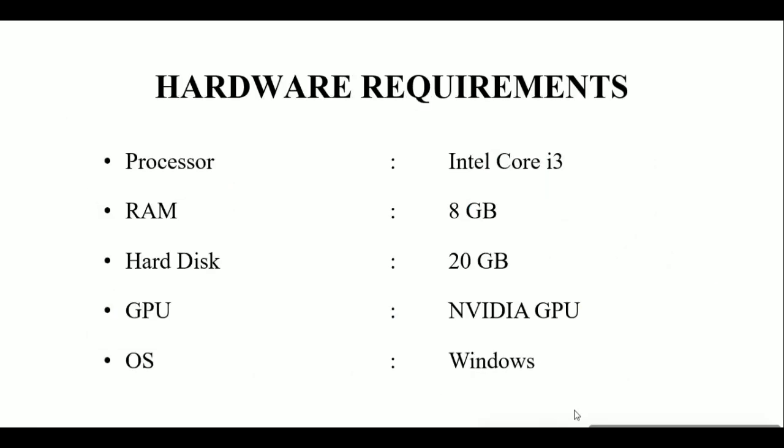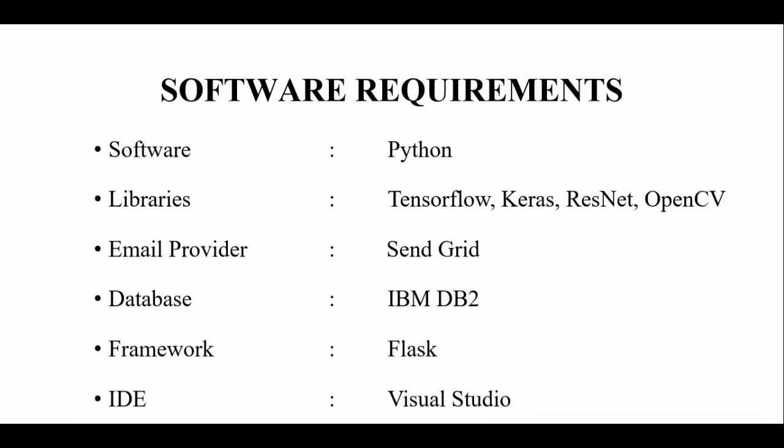Here is the hardware requirement for the project, which requires an Intel Core i3 processor, 8 GB RAM, and a hard disk of about 20 GB, and it is also suggested to use an NVIDIA GPU for the project. Here is the software requirement for the project, in which we used Python, and for libraries we used TensorFlow, Keras, ResNet 50, and OpenCV. For the email provider we used SendGrid, and for the database we used IBM DB2. We also used the Flask framework for the entire project.